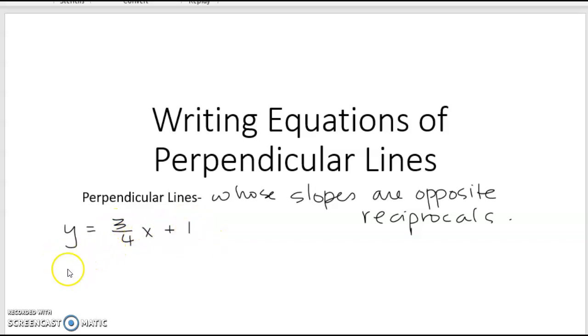perpendicular to it would be opposite. That one's positive, so opposite would be negative. And it has to be the reciprocal of the fraction, so the flip from 3/4 to 4/3 x, and then minus anything, minus a 4. These are perpendicular because their slopes are opposites and reciprocals.